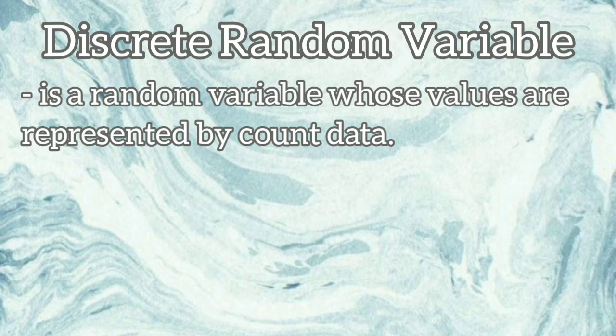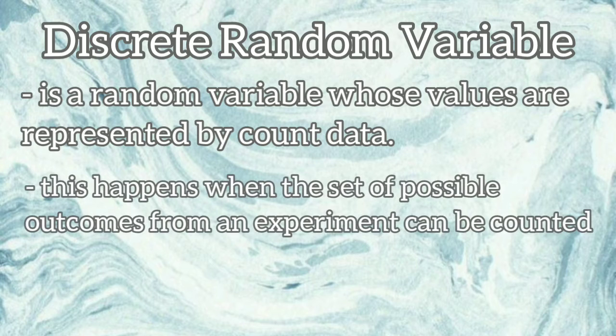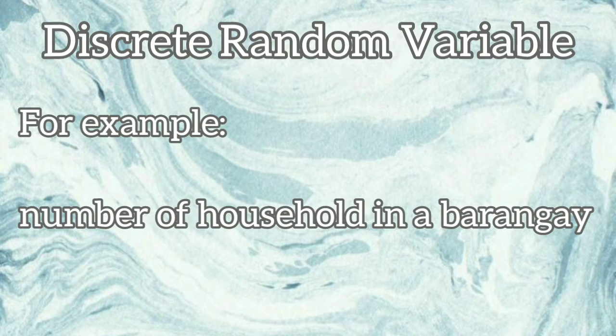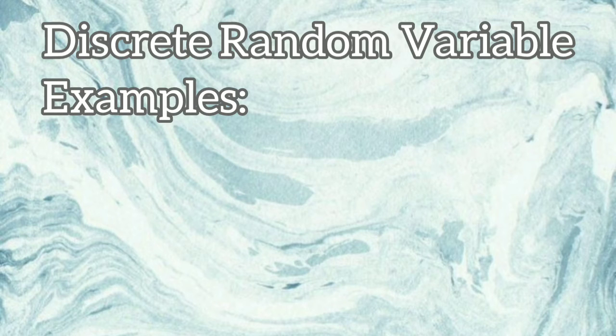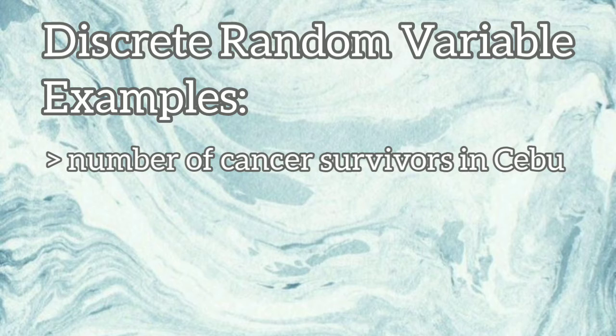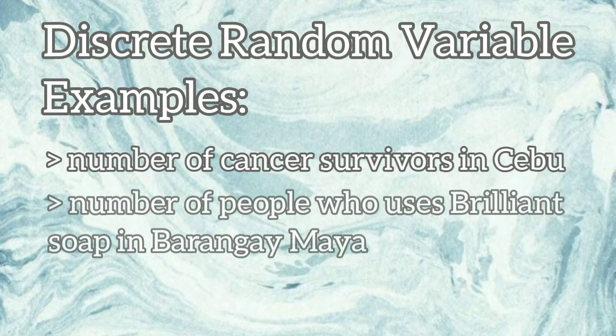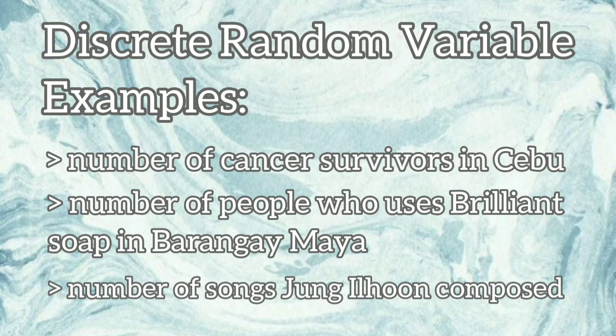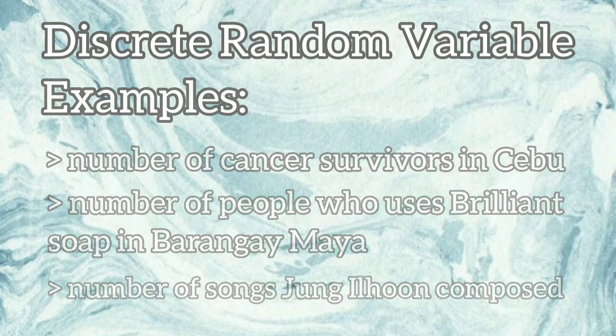Discrete random variable is a random variable whose values are represented by count data. This happens when the set of possible outcomes from an experiment can be counted. For example, the number of households in a barangay. So basically, a discrete random variable can be counted. Some examples of discrete random variables are the number of cancer survivors in Cebu, the number of people who use Brilliant soap in Barangay Maya, and the number of songs Jong Ilhon composed.